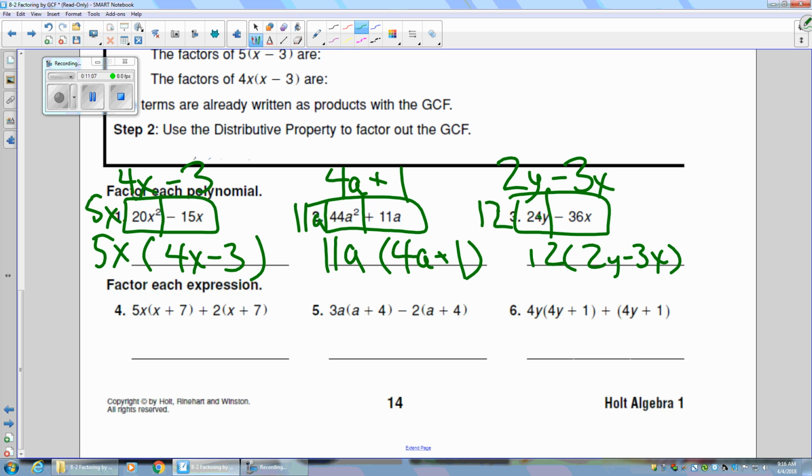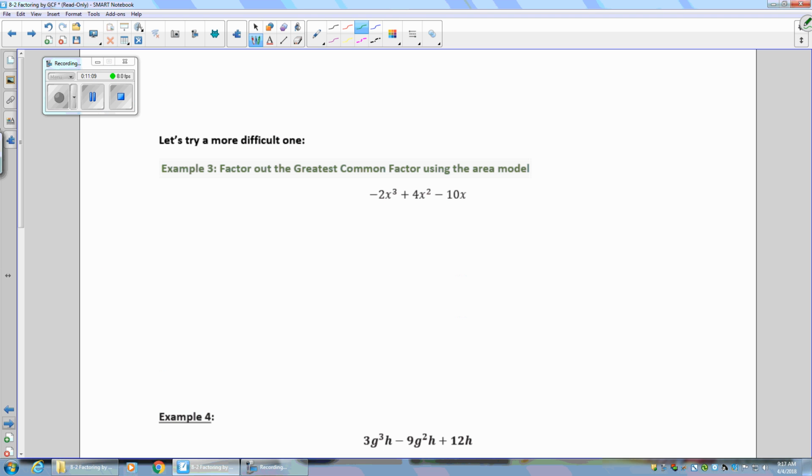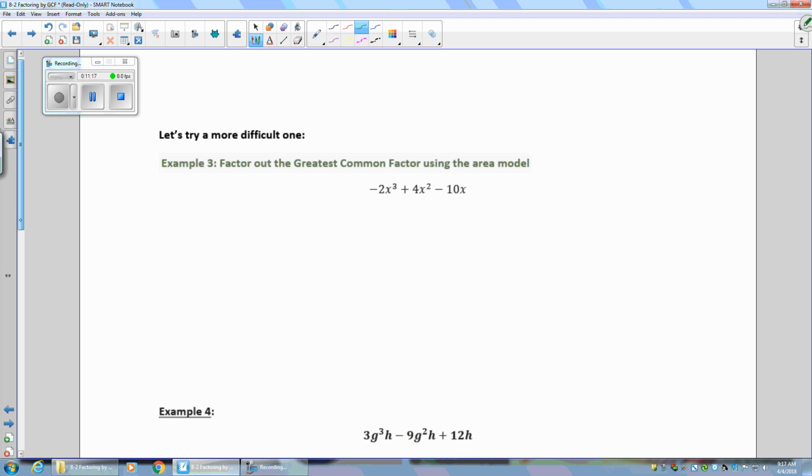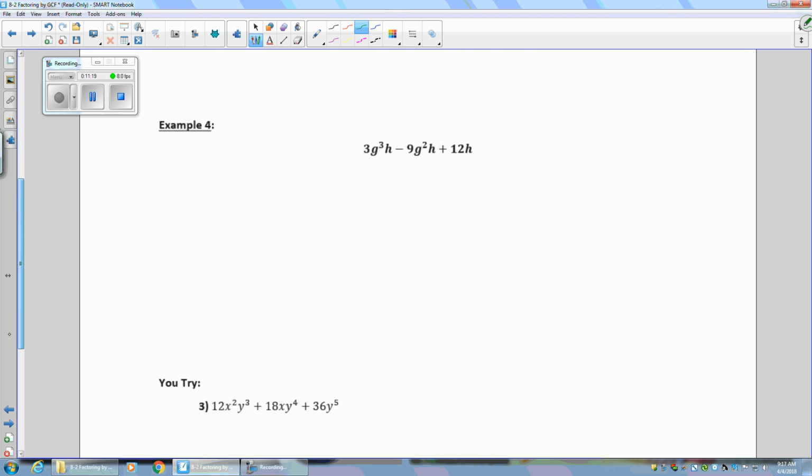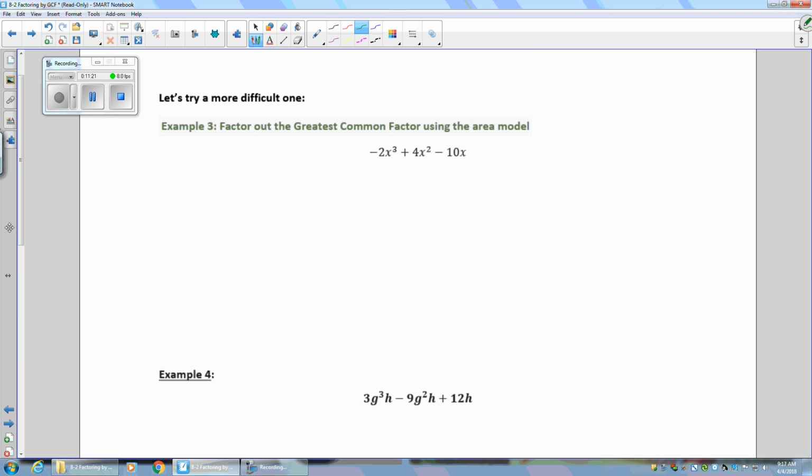We're going to skip that other part of this paper, and we're going to go on to the back here. On the back, it says factor out the greatest common factor using this. So we're going to just do a couple more examples here, and then we're done. So let's take a look at this guy.